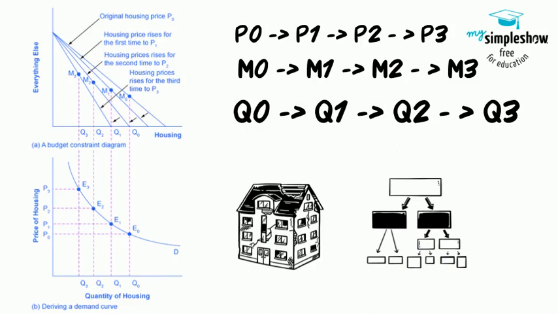The demand curve graphs each combination of the price of housing and the quantity of housing demanded. The quantities of housing are the same at the points on both A and B. Thus, the original price of housing P0 and the original quantity of housing Q0 appear on the demand curve as point E0. The higher price of housing P1 and the corresponding lower quantity demanded of housing Q1 appear on the demand curve as point E1.